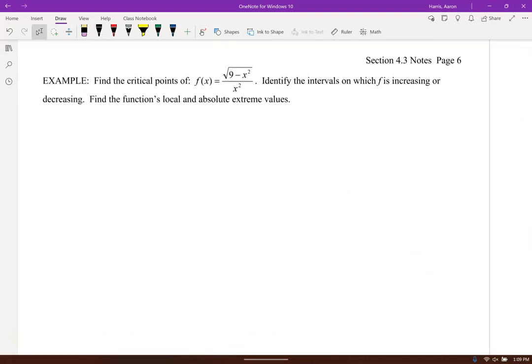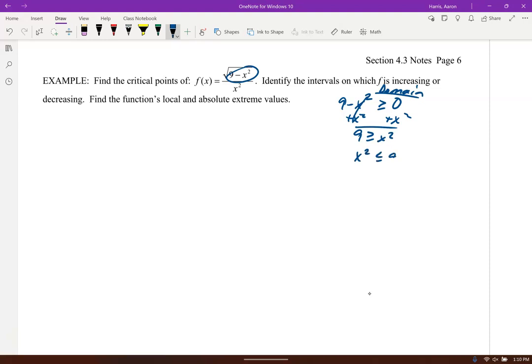All right, let's take a look at this one here. We got the square root of 9 minus x squared, over x squared. And before I even start this, I kind of want you to think about your domain on this. Your radicand, this 9 minus x squared, remember this has got to be greater than or equal to 0, right? So if I add x squared, I'm just finding my domain. Think about this before you start.